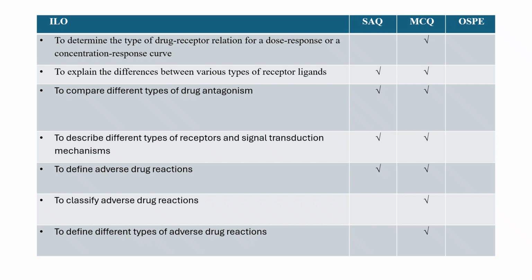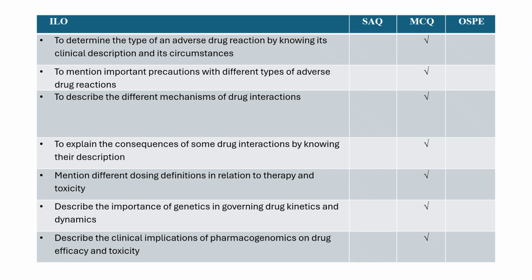To define the different types of adverse drug reactions, you should know the differences between the different types, and be able to determine the type of an adverse drug reaction by knowing its clinical description and its circumstances. This is nothing extra. For example, if you know what idiosyncrasy is, and we describe to you that a certain reaction comes from a genetic abnormality, then you know this is idiosyncrasy. If you know what hypersensitivity is, and we tell you that there is something that looks like allergy, it has not been reported on the first exposure, however, it's been reported on the second exposure, and it takes the form of allergy, then you know this is hypersensitivity. So it's not going to be something difficult.